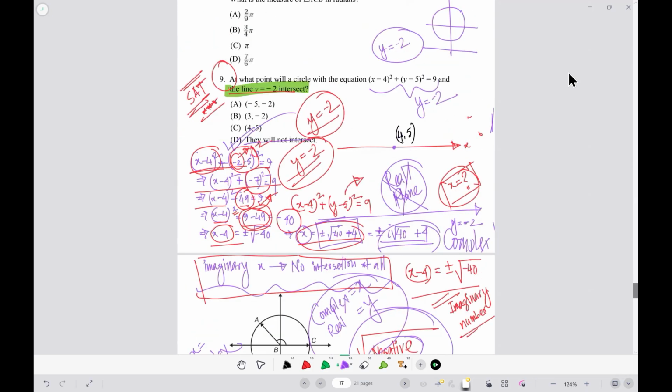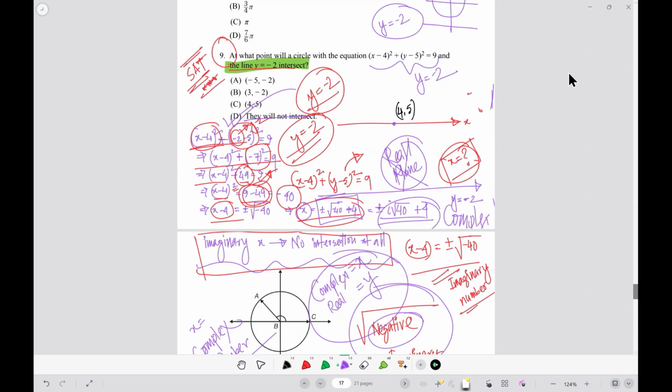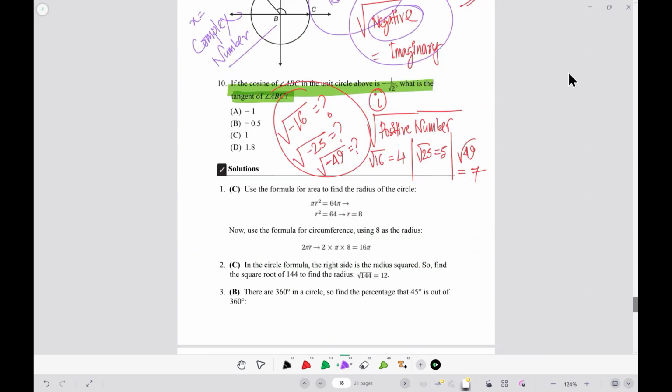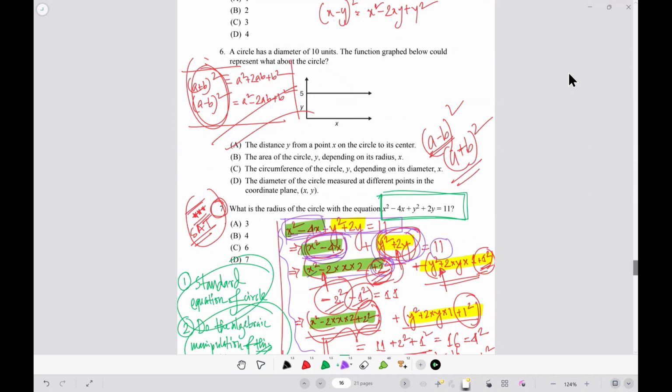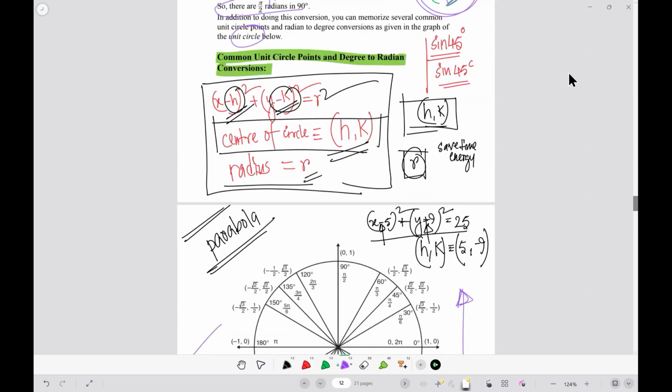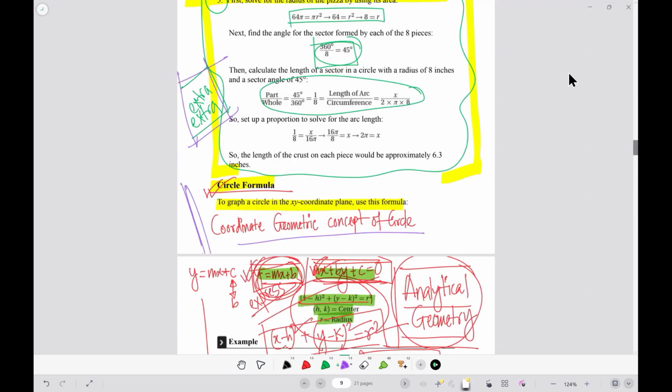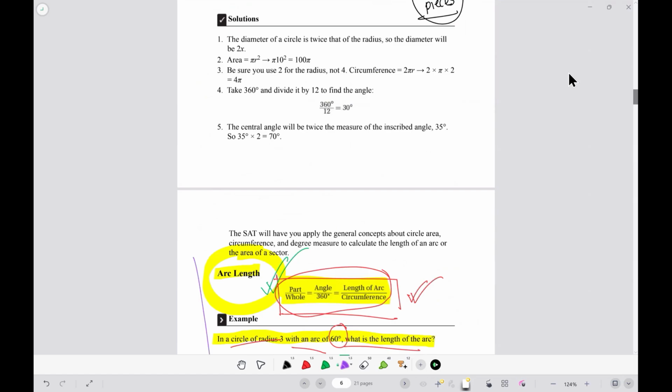And we have already talked about the intersection of a circle and a line. And we have also some real problems, and those are suggested for your homework. You just need to solve the problems as your homework.